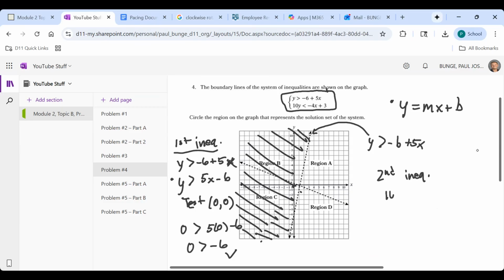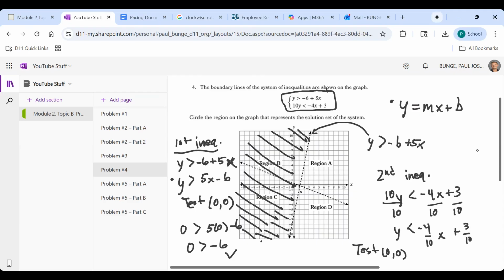So let's do my second inequality here. I've got 10y is less than -4x plus 3. This is almost in our Holy Grail equation. We just have to divide 10 on every term in order to know our inequality that we're finding a test solution for. So I've got -4x plus 3. If you want to make that -2/5, you can. But again, we're going to test with 0, 0 because we can.